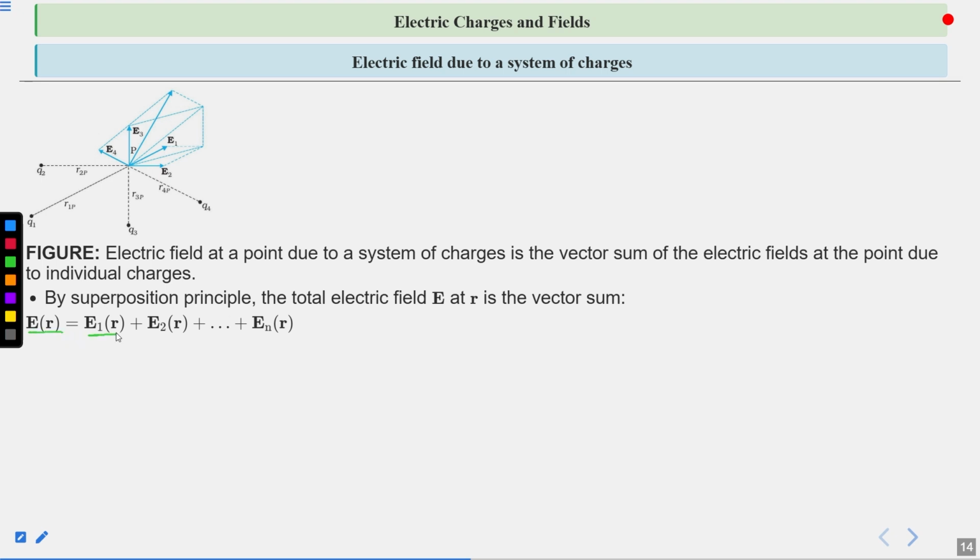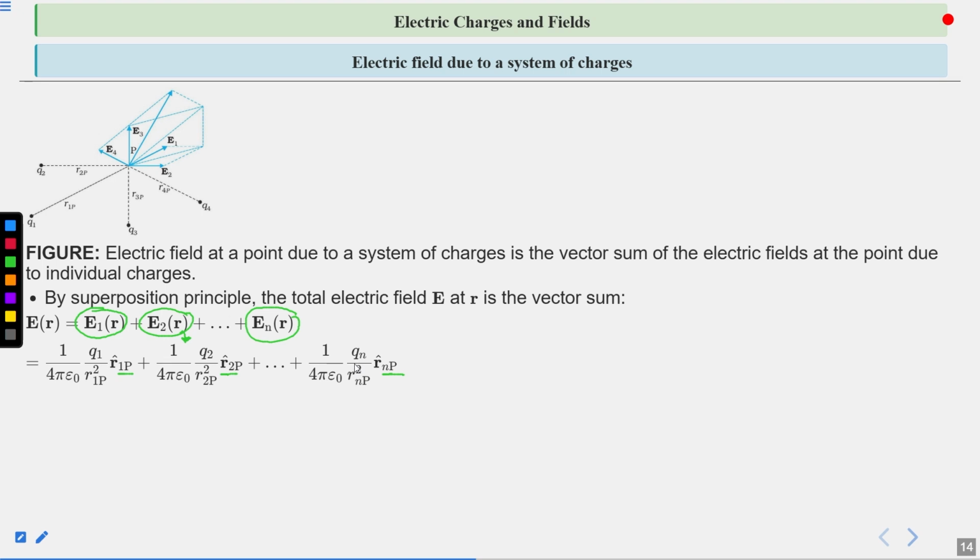So E1 of R, E2 of R, plus En of R. It will be 1 upon 4 pi epsilon naught Q1 divided by R1p square R cap 1p. This is for E1 of R. Now E2 of R is this one: 1 upon 4 pi epsilon naught Q2 divided by R2p square R cap 2p, plus for En of R, it will be 1 upon 4 pi epsilon naught Qn divided by Rnp square R cap np. So this is the net electric field at point P due to multiple charges.